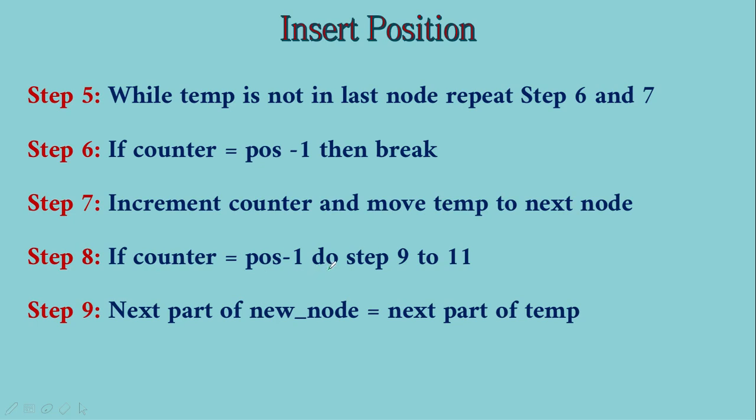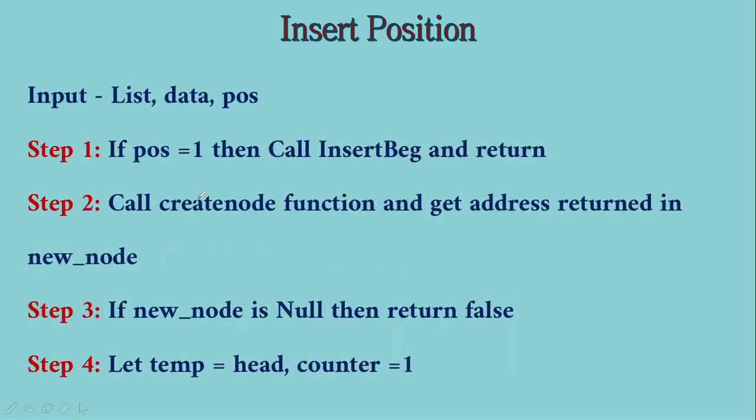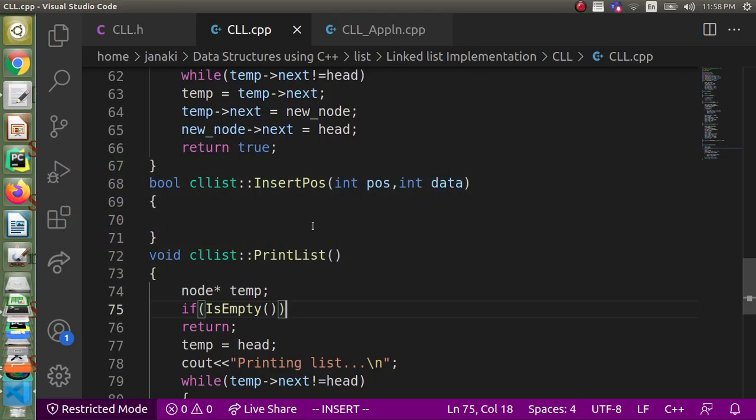If counter is position minus 1, then you have to do steps 9, 10 and 11. In 9, you are making the next part of the new node equal to the next part of the temp, and the next part of temp is new node, and you will return true. If none of these cases are satisfied, then you are going to return false. This is the algorithm. Let us implement the algorithm in C++.